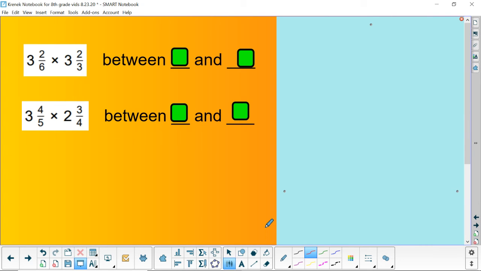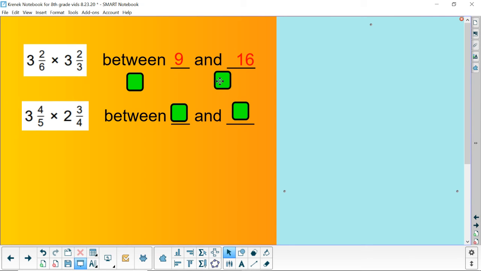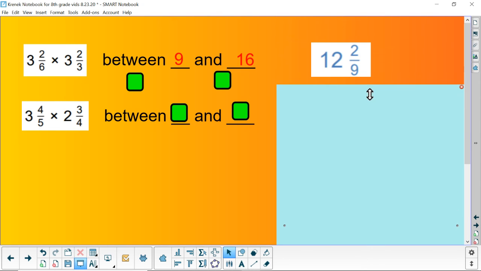So let's go ahead. If you want to pause this and try this on your own, go ahead and do that. What numbers does this have to be in between? All right, I'm going to go forward here. If I did 3 times 3, it has to be at least 9. If I rounded that up, 4 times 4, it has to be under 16. So it's got to be between 9 and 16 here. And when we multiply that, we end up getting 12 and 2 9ths. So this one is a little under 3 1/2, a little over 3 1/2. So kind of going in between there.